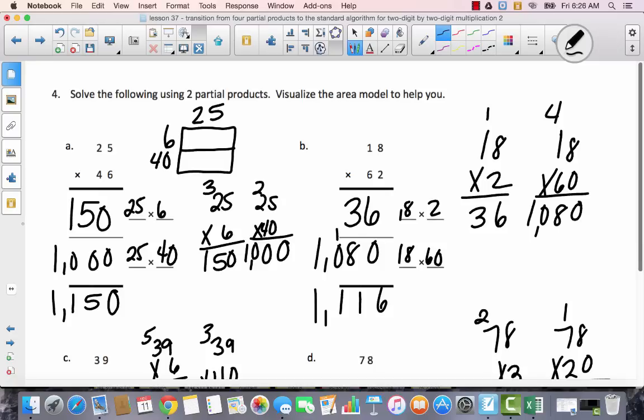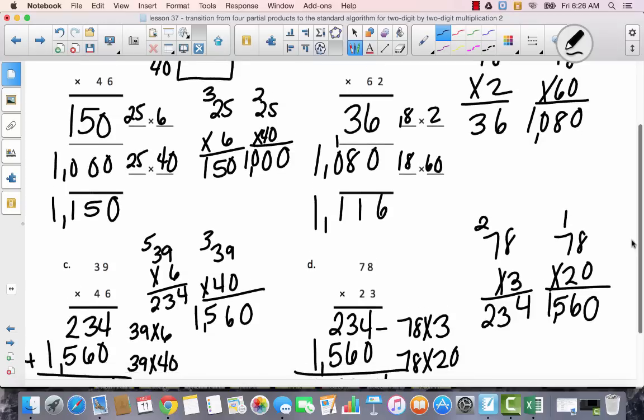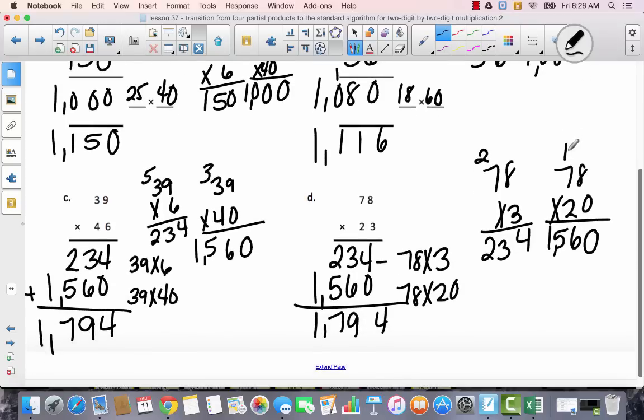Okay, so that is the last of your problem set. So today, remember, the whole point of today's lesson is to transition away from the area model and partial products into standard algorithm. Area model and partial products will always get you the same answer. The only reason why we're trying a new strategy is because this strategy is more efficient. So we're taking parts of the other strategies and we're trying to just make a few shortcuts so that we can do this a little bit quicker.